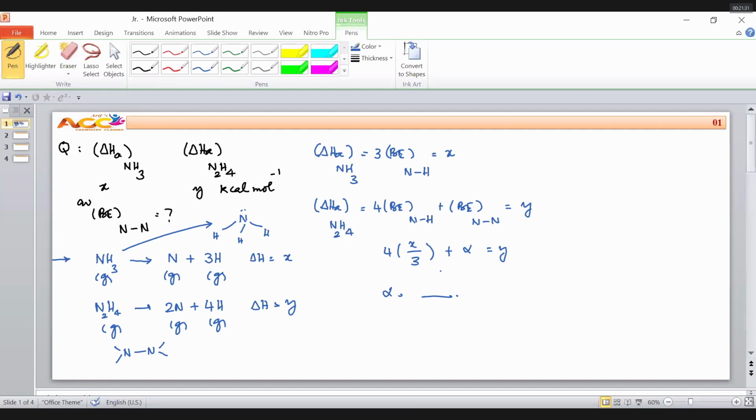3y minus 4x upon 3. Yes, you're right. Kilocalories per mole. Excellent. The answer is 3y minus 4x whole upon 3. Yes, this is correct. Mustafa is saying this. Anybody else?